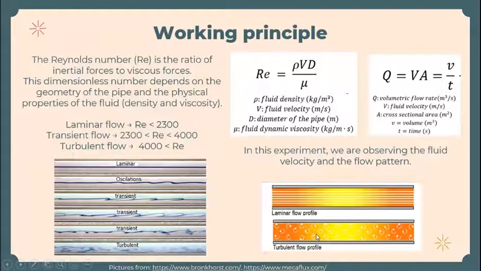And the next one, turbulent flow, is irregular flow that is characterized by tiny whirlpool regions like this. You can see, right, there are a lot of whirlpools here. In the Reynolds number experiment, we are observing the fluid velocity and the flow pattern. Why do we observe the fluid velocity? Because we need to find the Reynolds number, and the Reynolds number can be obtained by using this equation. However, the value of the fluid velocity is not known yet, so we will use the volumetric flow rate equation to find the fluid velocity.